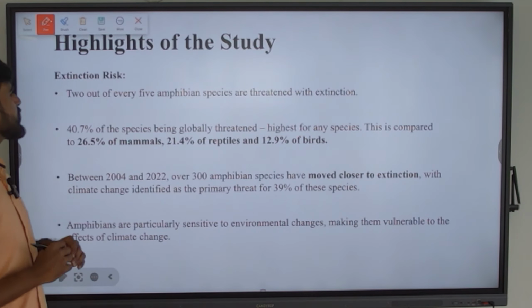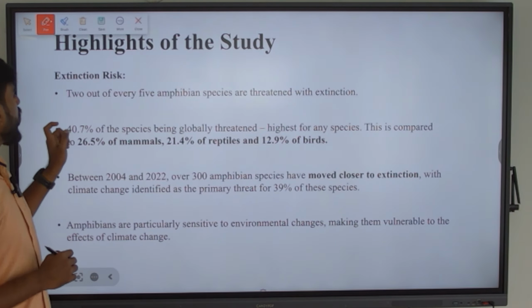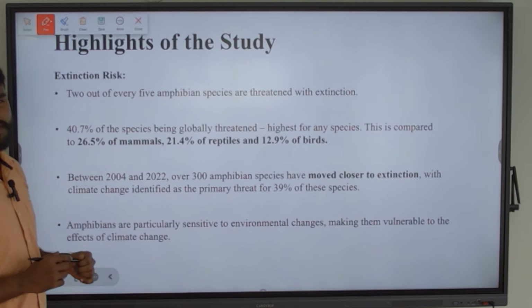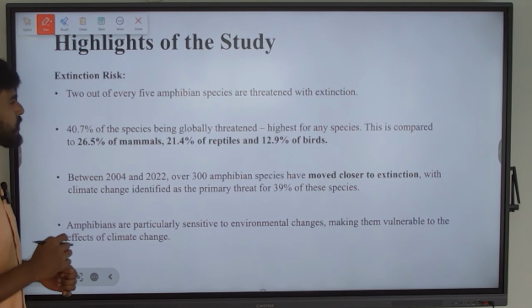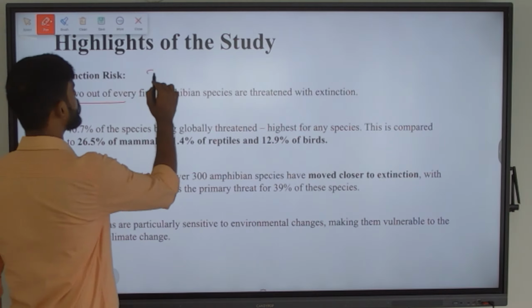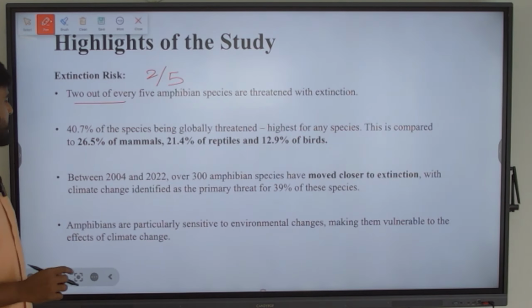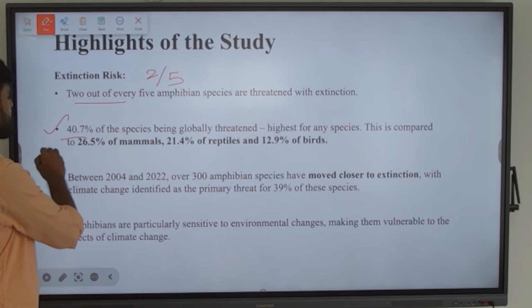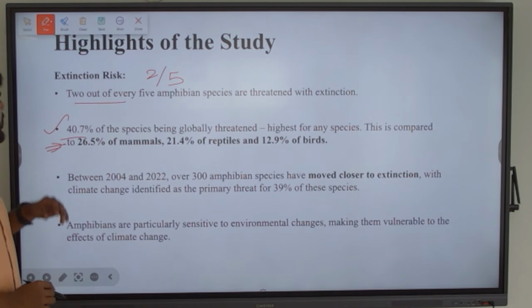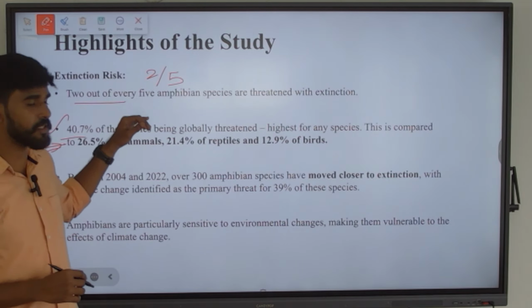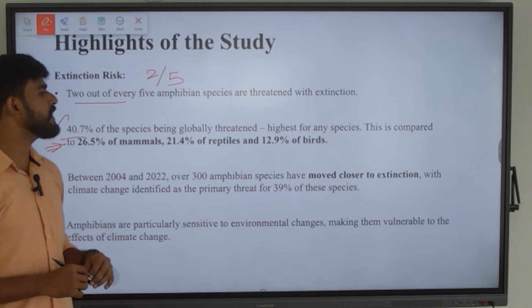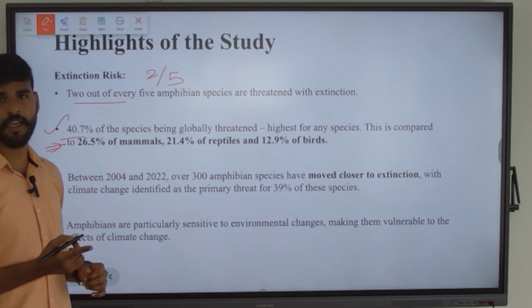One is extinction risk, okay? So 2 out of every 5 amphibian species are threatened with extinction. This is important, okay? So 2 out of 5 amphibian species are threatened with extinction, and this point is very important. That is 40.7% of amphibian species are globally threatened, which is the highest of any other group.